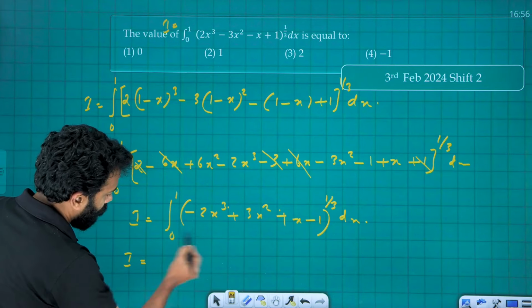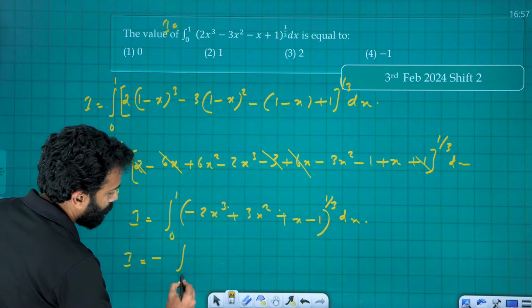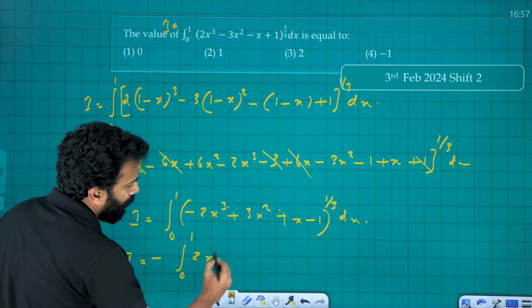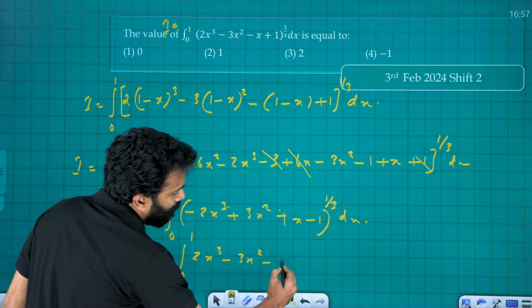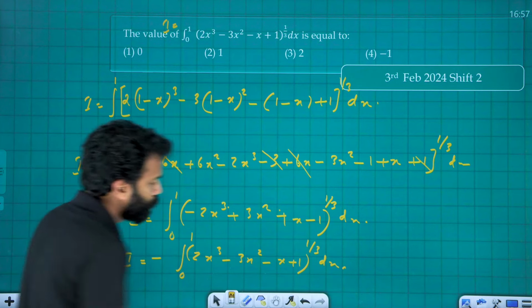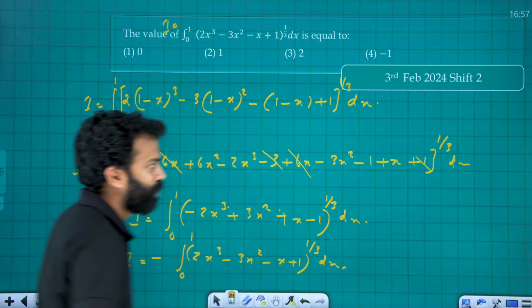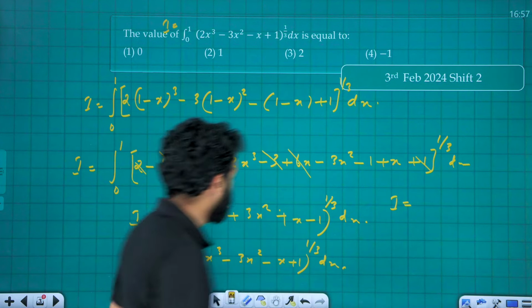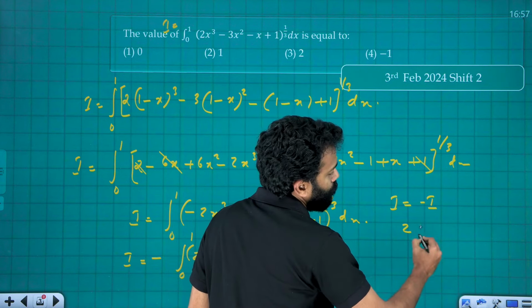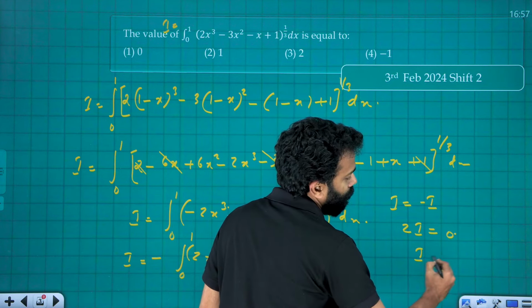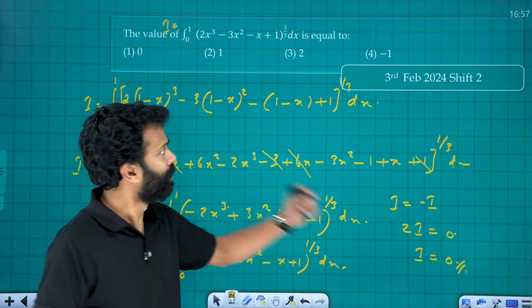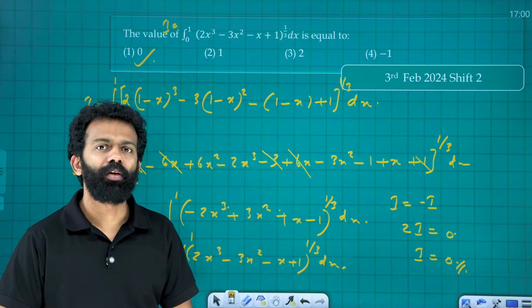I is equal to, if you take minus outside, it will be minus of 0 to 1. Since it is raised to 1 by 3, we can take the negative out also. It will be (2x cube minus 3x square minus x plus 1) the whole raised to 1 by 3 dx. So, basically it is equal to I, right? This is the parent one. Therefore, I is equal to minus I, that is 2I is equal to 0. Therefore, what is the value of I? 0. The final answer is 0. So, that's the final answer. Therefore, option number 1.